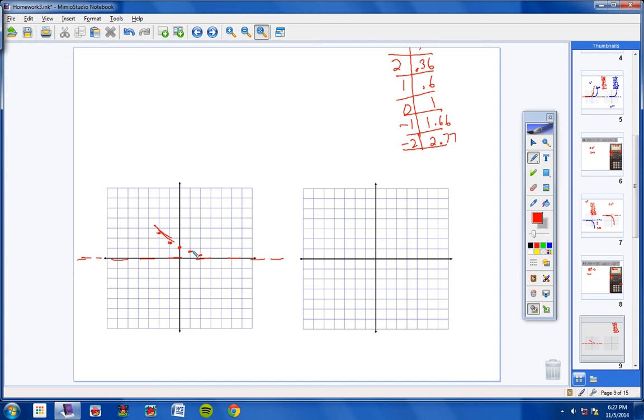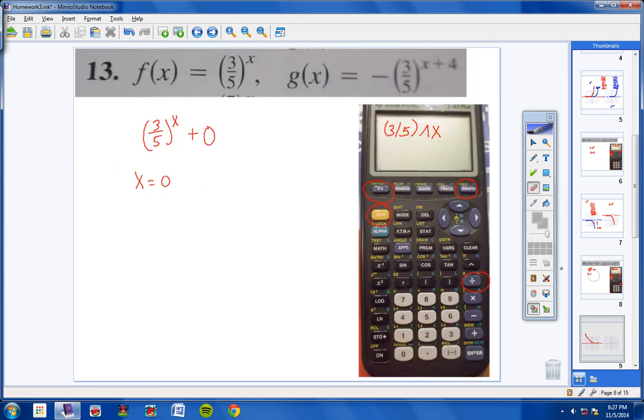Because exponential graphs always have a curve to them, okay? This is going to be a real gradual curve. But nonetheless, it is a curve, okay? So that's good enough, okay? All right, there we go. Now let's go ahead and try the next function here.